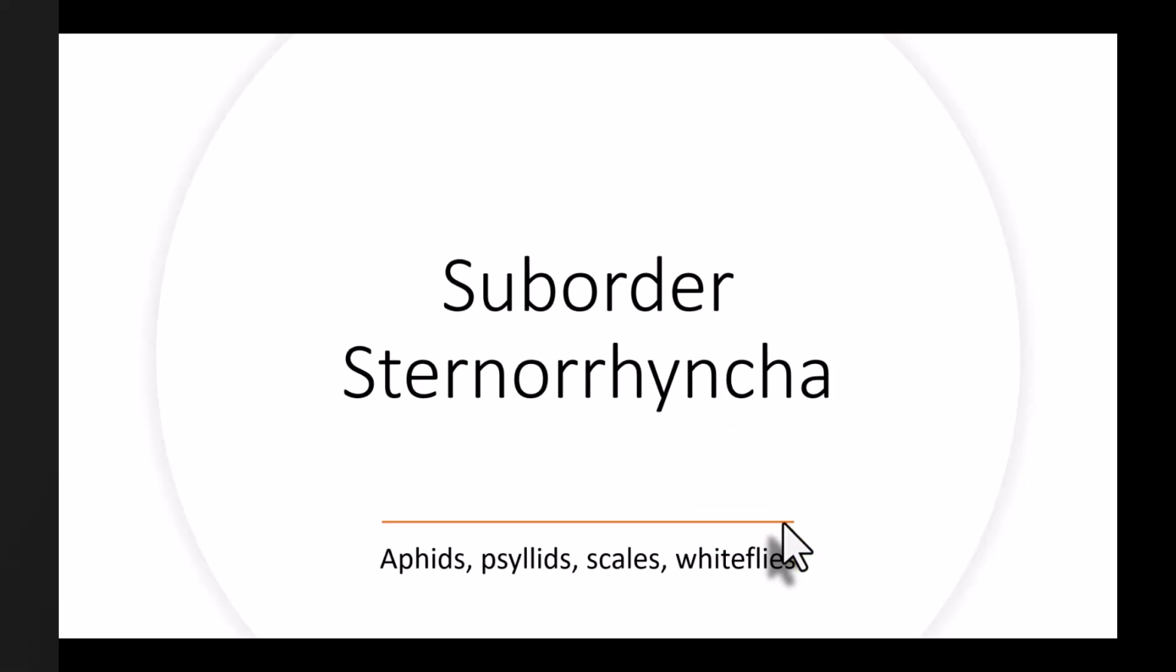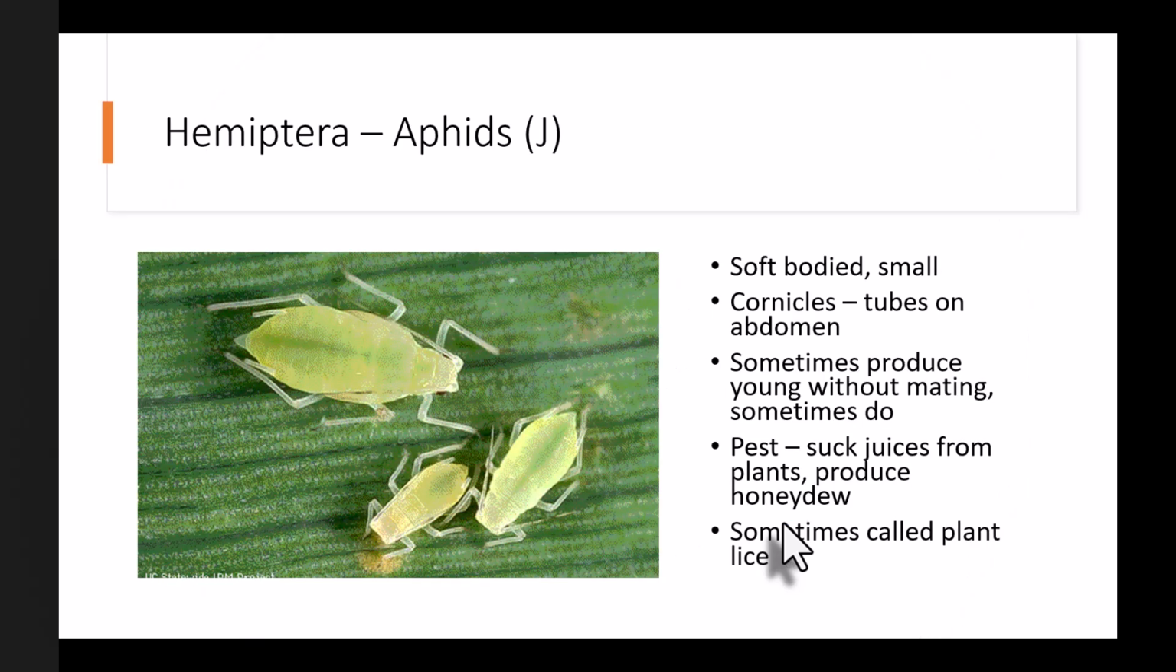In the suborder Sternorrhyncha that all juniors, intermediates, and seniors need to know, there's only one for you juniors. Of course, intermediates and seniors also need to know that. And these are the aphids. Aphids are very soft-bodied insects. They don't move very much. They're found on plants. Many of them don't have wings, and they're very soft-bodied and small.